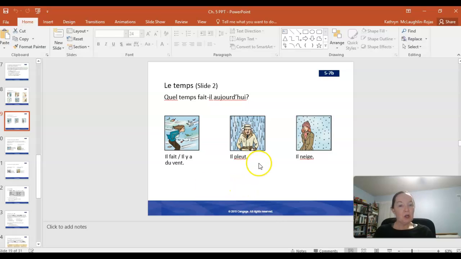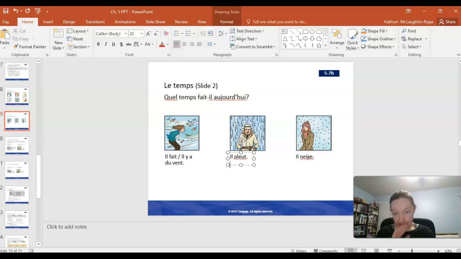Et il pleut means it's raining. And il neige. So these are a little bit different from the other ones that used faire to make that expression. Pleuvoir is the verb that goes with pleut. Let me just pop that in here.